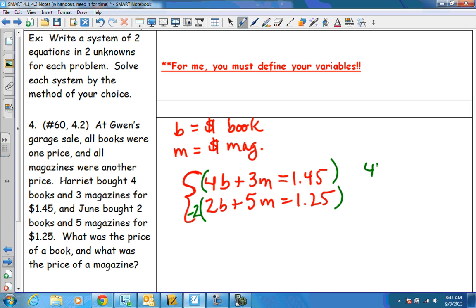So I have 4B plus 3. Let me get it to 4B. So how do you put this in order here? Well, you can just tell me the price of the magazine, the price of the book. Okay, good question. So you're 50?